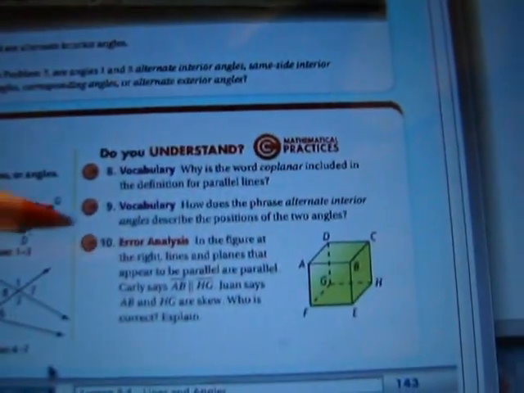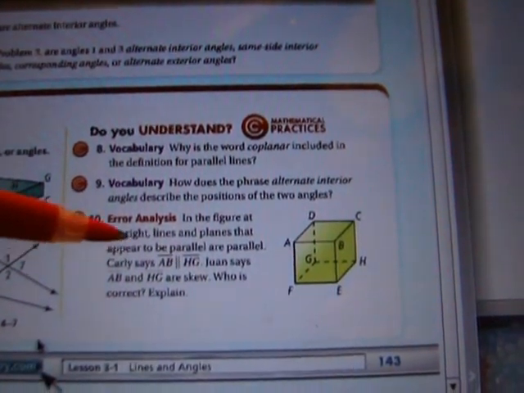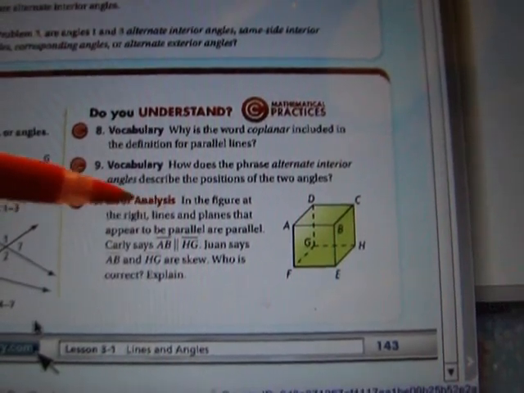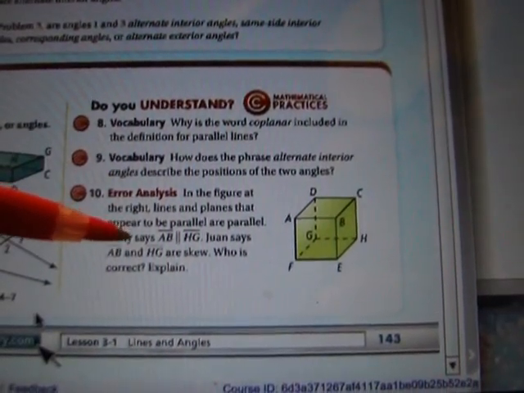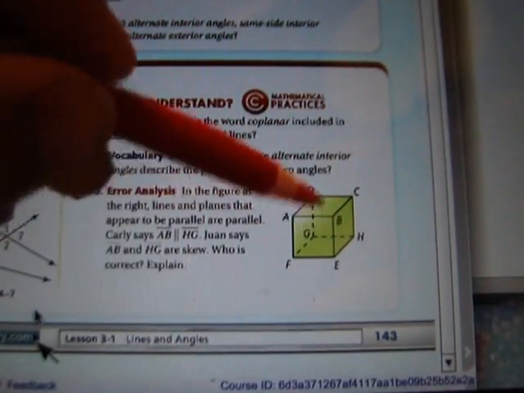All right, error analysis. In the figure at right, the lines and planes that appear to be parallel are parallel. Carly says segment AB is parallel to segment HG. Juan says segment AB and HG are skew. Who is correct? Well, let's see. Here's AB and here's HG.